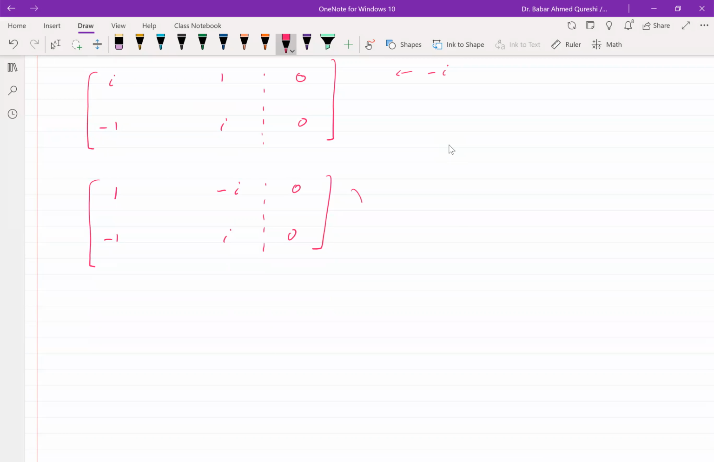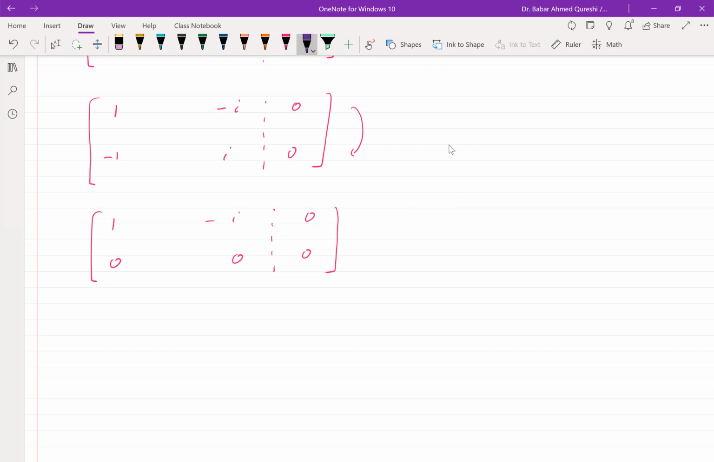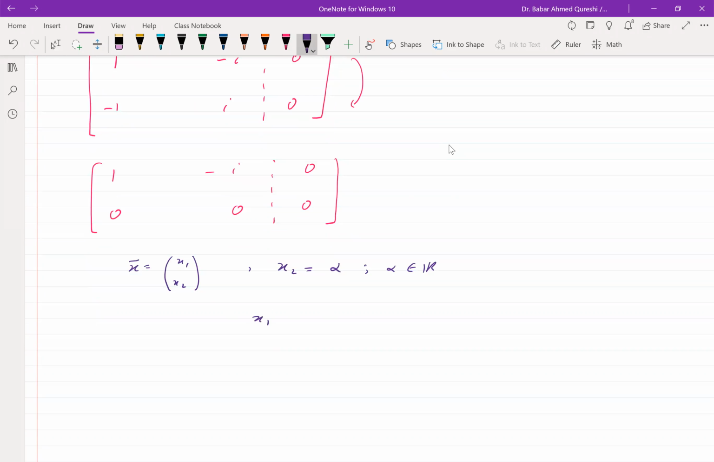Now I simply add the first row to the second row. I get this. So I've got my reduced echelon form, which is telling me that if my eigenvector is like this, then x2 is free, and x1 minus iota x2 is equal to 0. That means x1 is iota times x2. That means x1 is iota alpha.